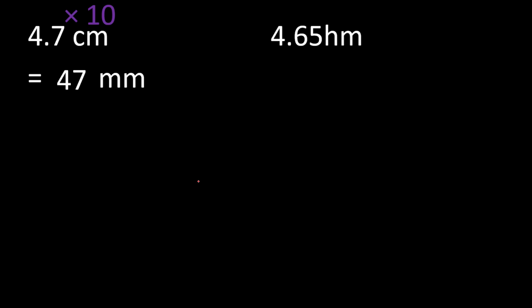You can make sure now. 4.7 centimeter equals what? Millimeter. So can you remember, we will convert from centimeter to millimeter. So we have to multiply by 10. Move the decimal point to the right, it will be 47 millimeter. 4.65 hectometer equals what? Meter. So we can multiply by 100, move the decimal point to the right, 465.